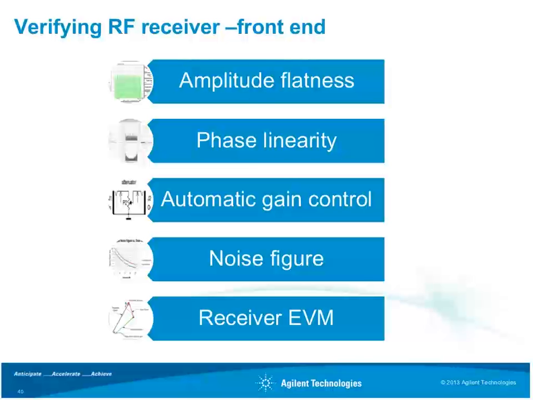Receiver EVM can be used to give an indication of impairments such as non-ideal phase response, as well as IQ imbalance and compression. So let's take a look at a couple of measurement examples for amplitude flatness and linearity.